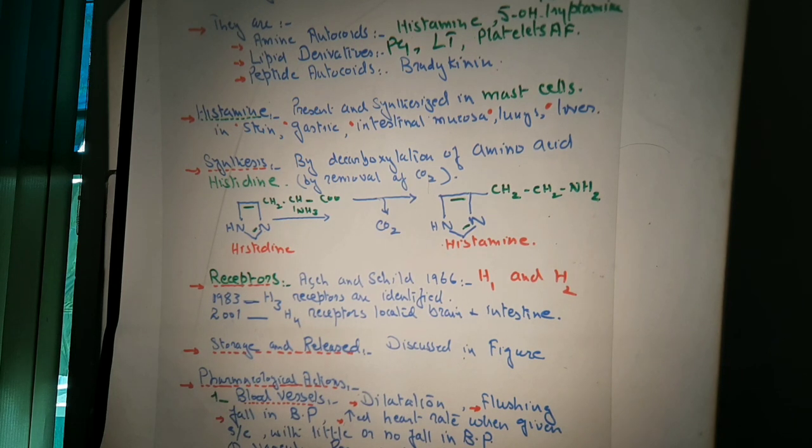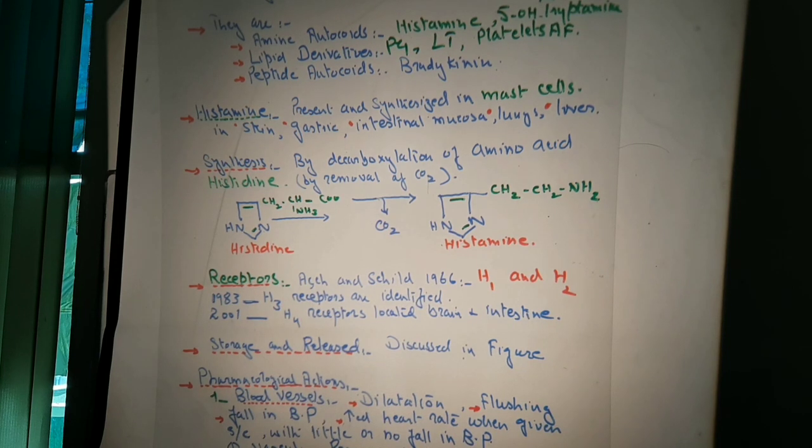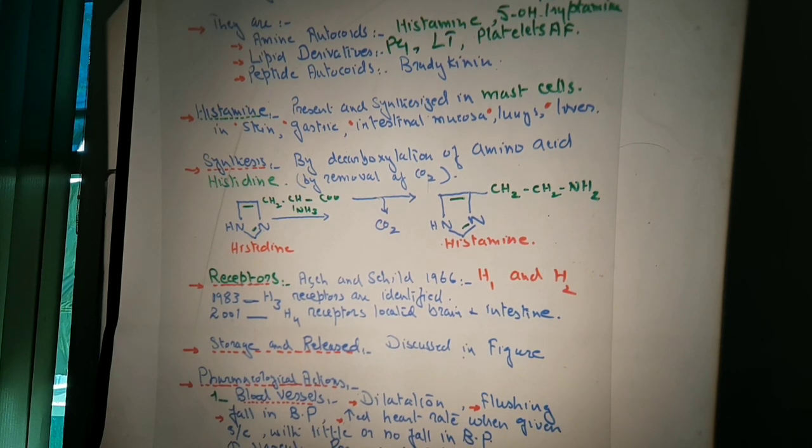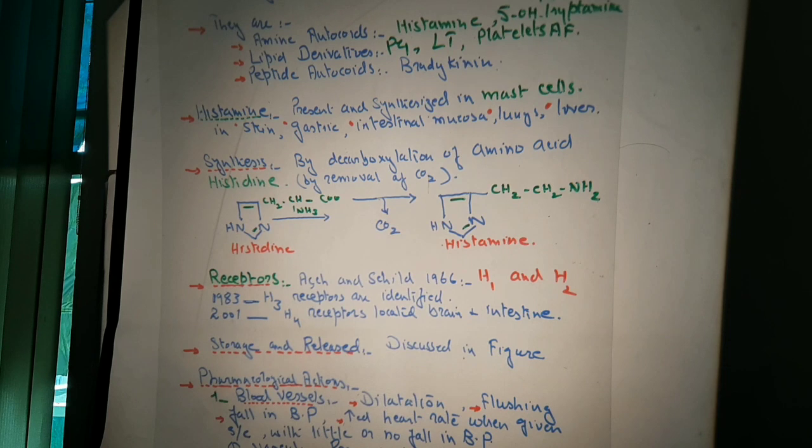Now histamine is present and synthesized in the mast cell. In the mast cell they are synthesized. The organs responsible for the synthesis, or the sites where the mast cells are present and can synthesize the histamine, are the skin, gastric glands, intestinal mucosa, lungs and liver. These are the sites or organs where histamine can be synthesized.